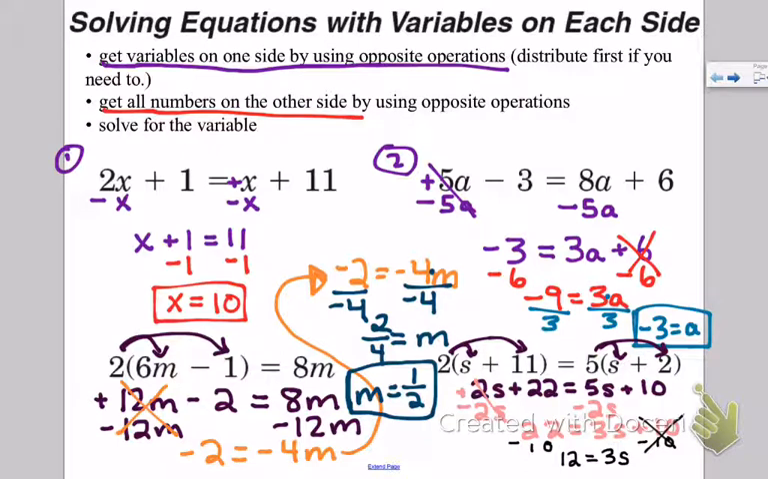Last but not least, 3 is being multiplied by s, so I need to divide by 3, and whatever I do to one side, I do to the other. 12 divided by 3 is 4, and those 3's will cancel, so I get 4 is equal to s.